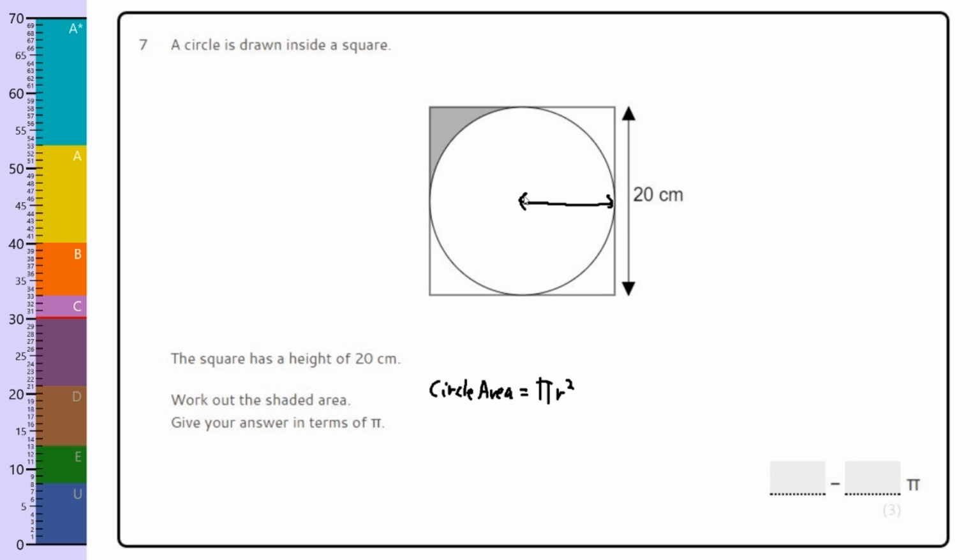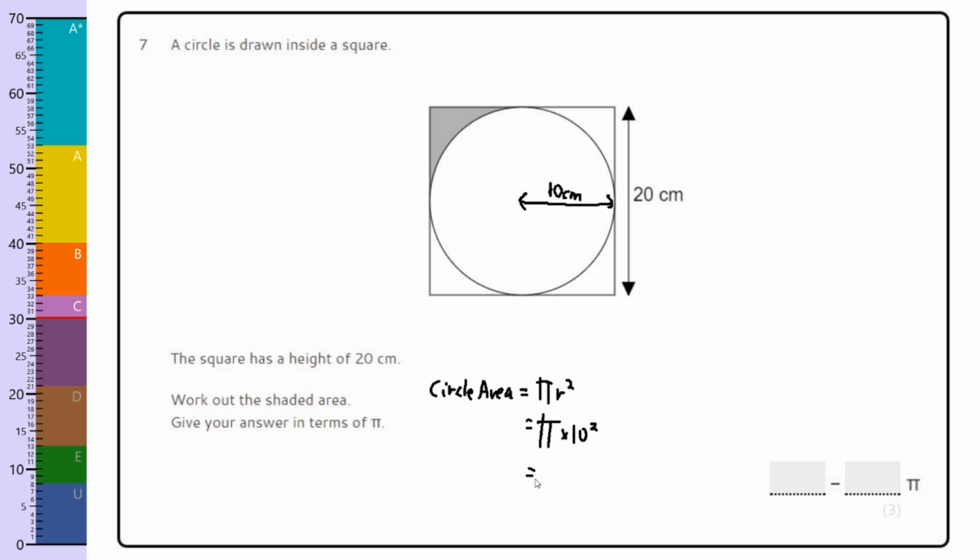Now you might think, well, hang on, it's not given us a radius or a diameter. Well, actually it has given us the diameter. If the height of the square is equal to the height of the circle, which it is, then this 20 is the diameter. So when you halve that, you get 10. So it's 10 centimetres, the radius. So it's going to be pi times 10 squared.